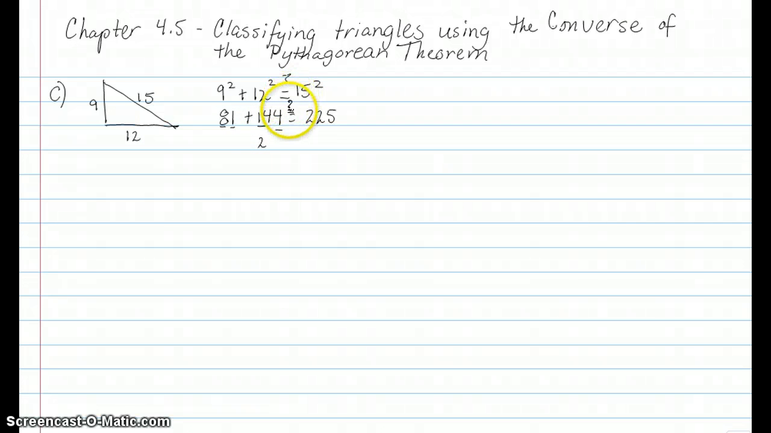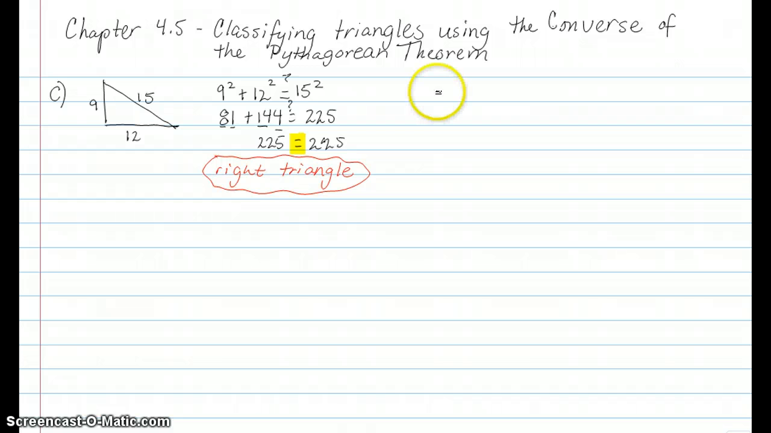Oops, these should be question marks. But at this point, we know 225 is equal to 225. That is your key. Right here is this equal. So that means that, in fact, this is a right triangle. And don't just put right, you need to put triangle, because there are right angles and there are right triangles. Okay, so now we're going to do one that's a little more challenging with the picture, and then we'll go without the picture. This is letter D, and we're going to go ahead and do this one here.